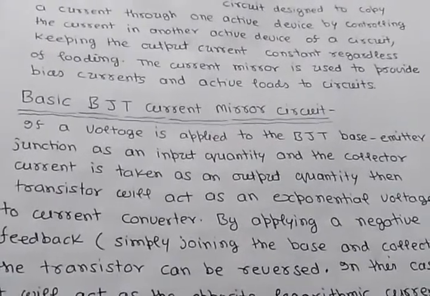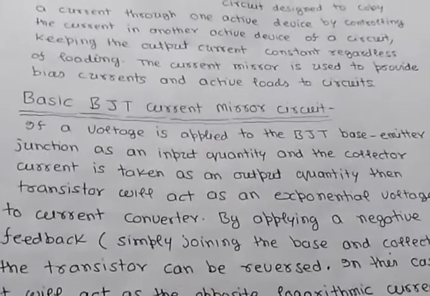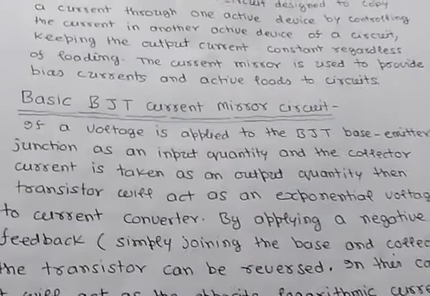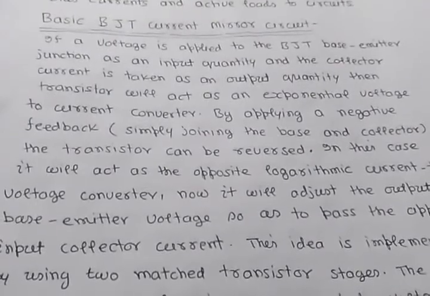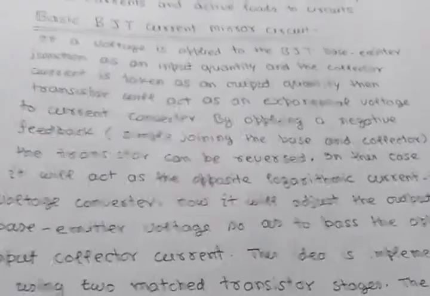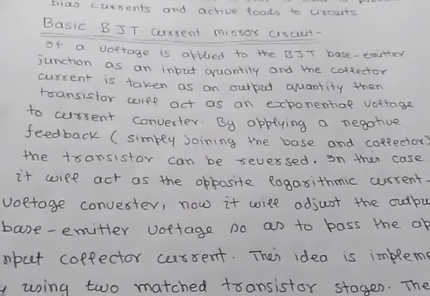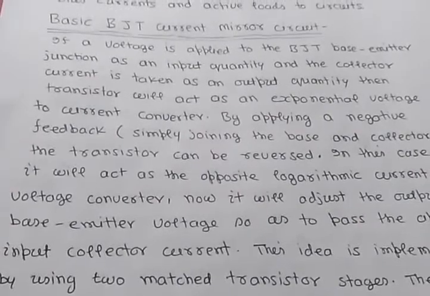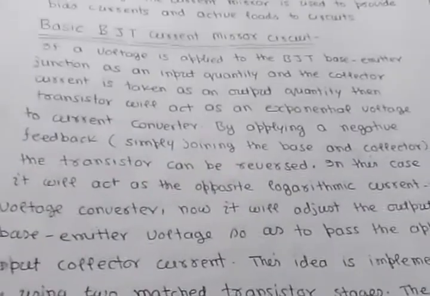In this case, the base emitter voltage of the transistor will be set by the applied collector current. So by using two active devices in such a way, one acts as a current to voltage converter and another acts as a voltage to current converter in a circuit, we can implement a current mirror circuit.